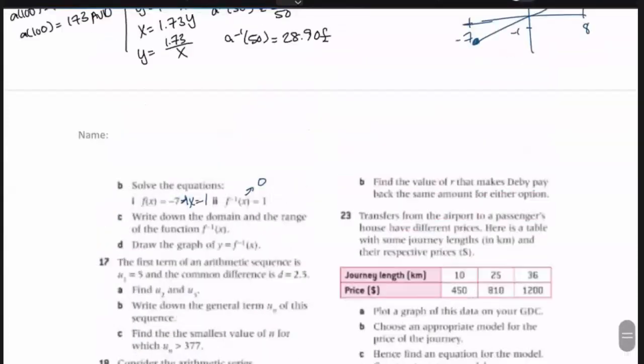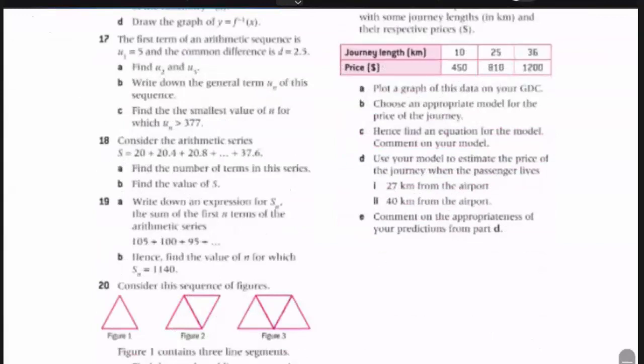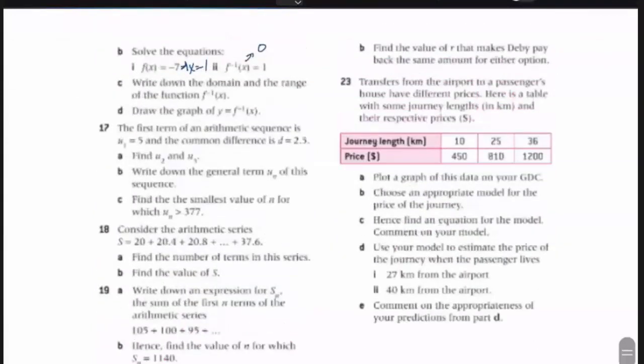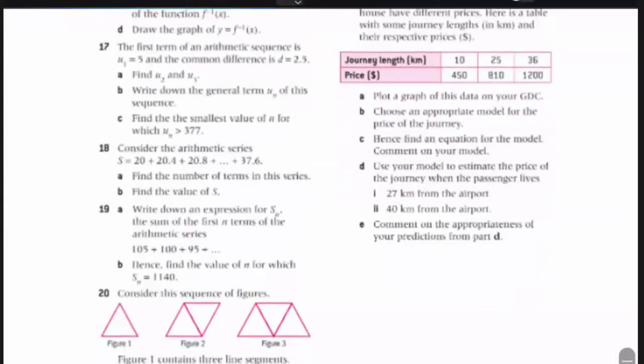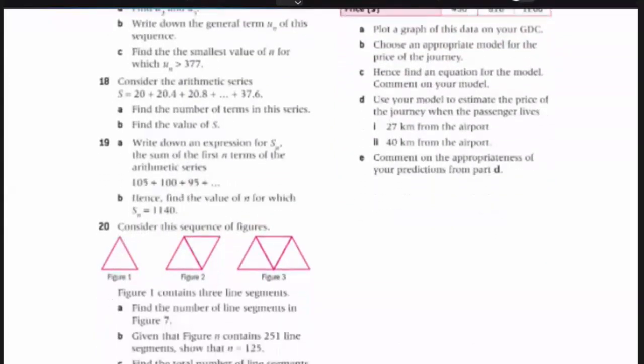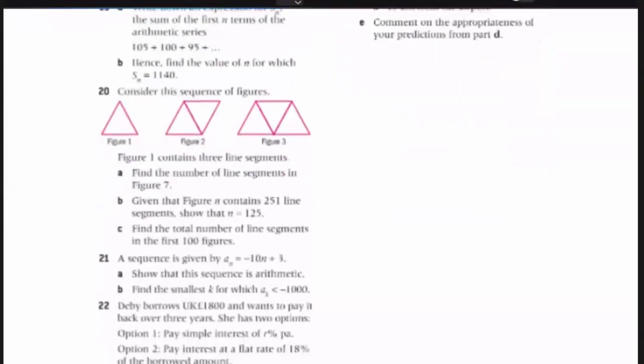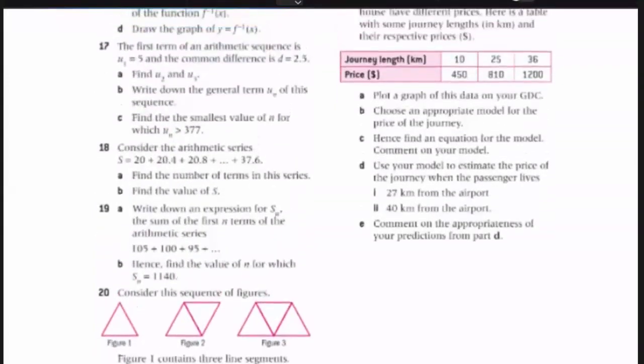Oh, this is the last page. How do I want to do this? I'm going to make it in a separate video because it looks like 17, 18, 19, it looks like the rest of them are arithmetic sequences. So on the video here.